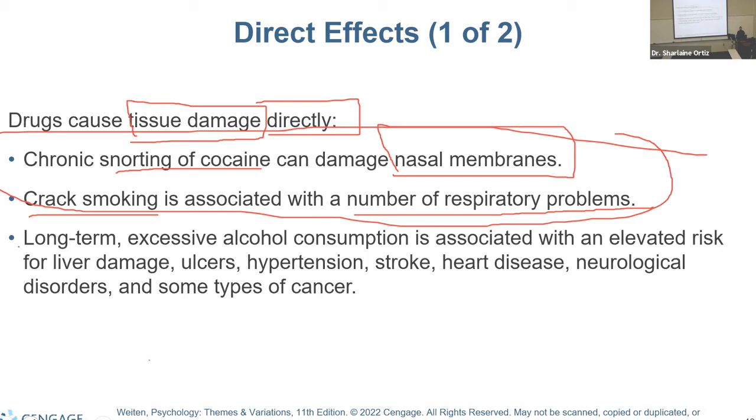But if we think a little bit more about the long-term effects, notice that drinking alcohol can lead to a higher risk of liver damage, ulcers, and hypertension. You can also be more prone to hypertension problems that in turn lead to an increased level of risk for stroke and heart disease. Not only that, it can start leading to neurological disorders.